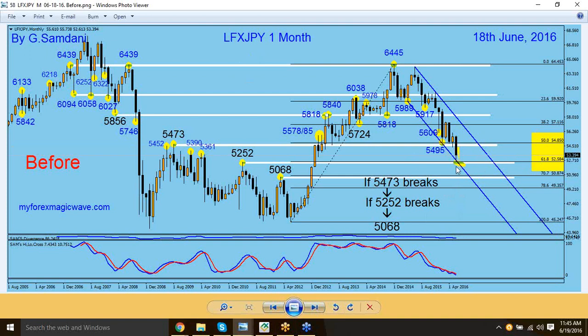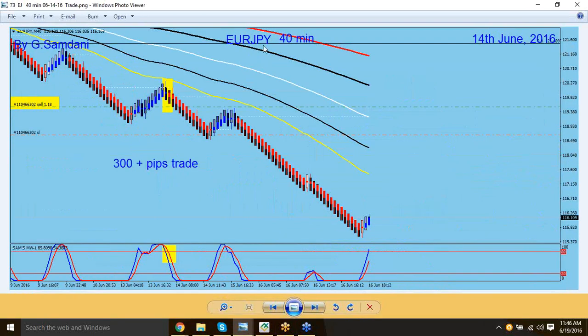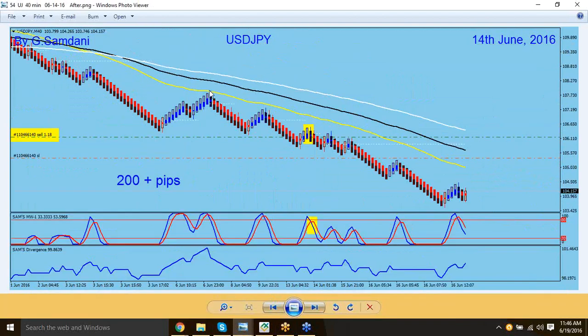That's the area it came and hit. By doing that, here is how we did. I couldn't save most of the charts, but I have a couple to show you. For example, this one is the euro yen 40-minute chart. This is the sell entry here, and more than 300 pips gone. And this one was USD yen, same story. There were several entries and several trades, but this was one of them on June 13, 14, and you can see here this is more than 200 pips.